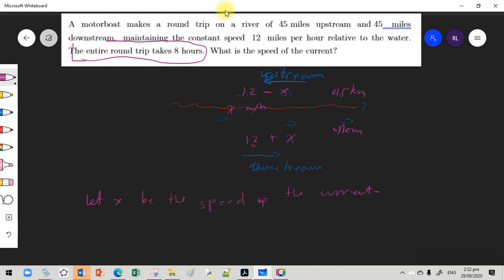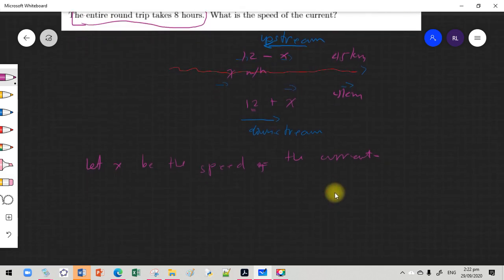So we can express our equation in terms of time: time upstream and time downstream. Remember that time is just distance over speed. So time upstream is distance upstream divided by speed upstream. The distance upstream is of course 45, and the speed upstream is 12 minus x.